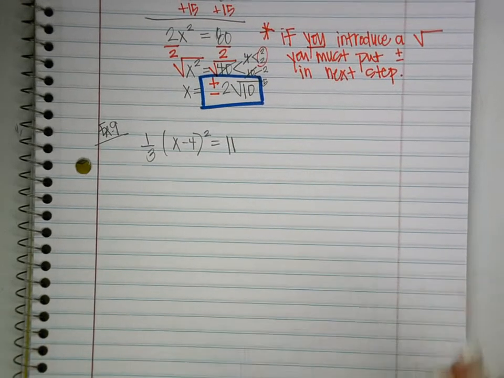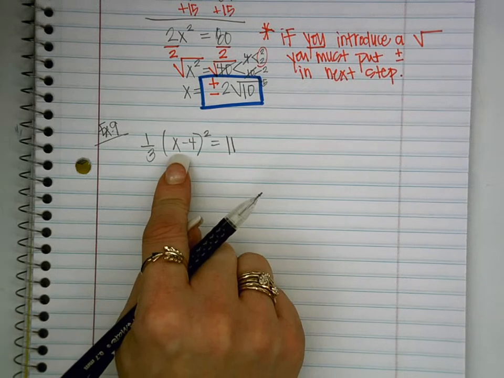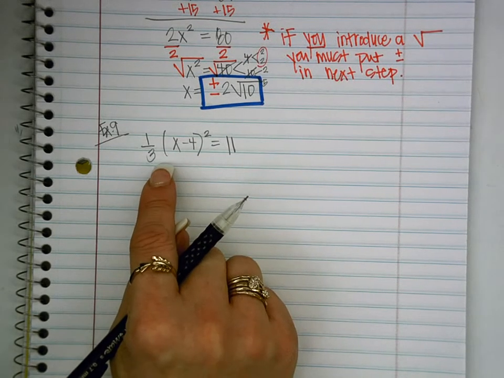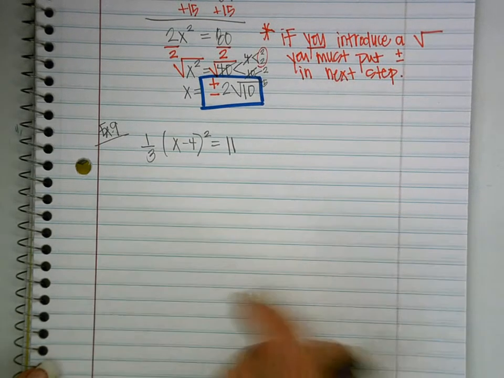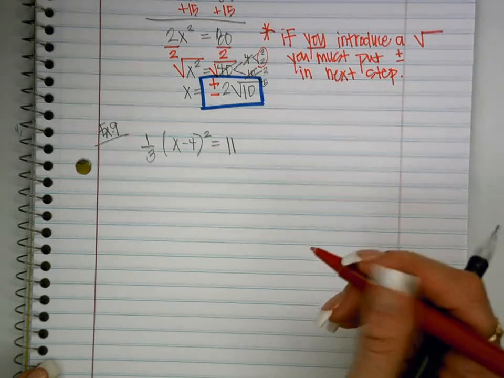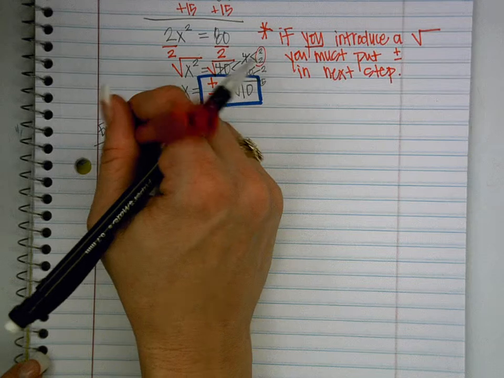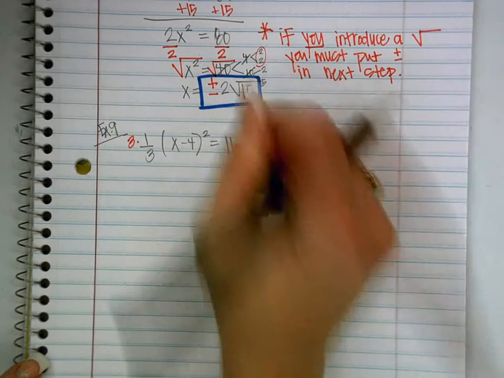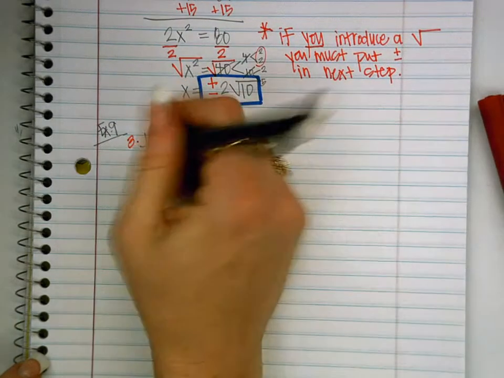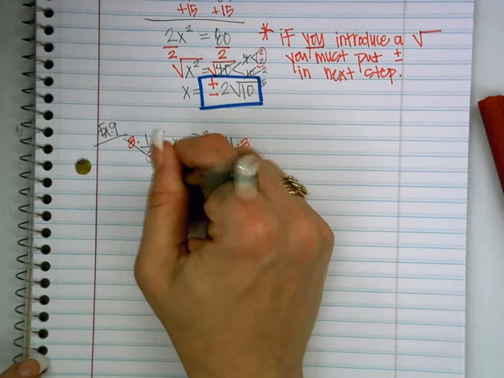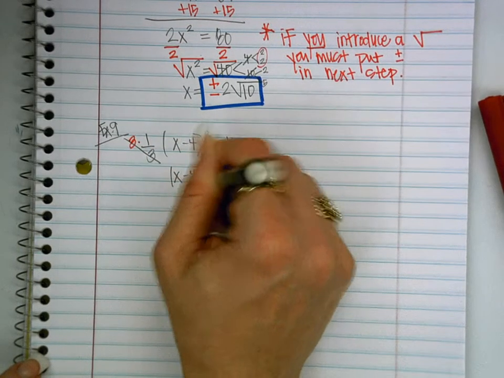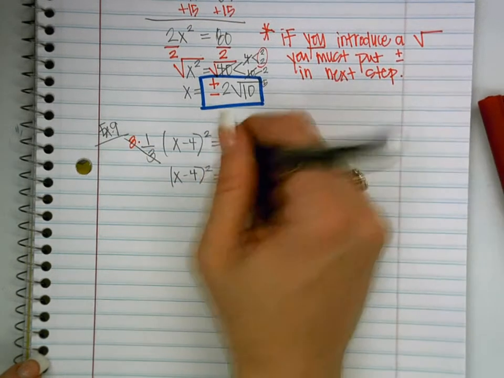Before you can get to the x, you first have to get rid of that fraction. How do you undo a fraction? Multiply through by the reciprocal. So what's the reciprocal of 1/3? 3. So just multiply by 3, or 3 over 1. It's the same thing. Okay, those are going to eliminate. So we get x minus 4 squared equals 11 times 3 gives you 33.